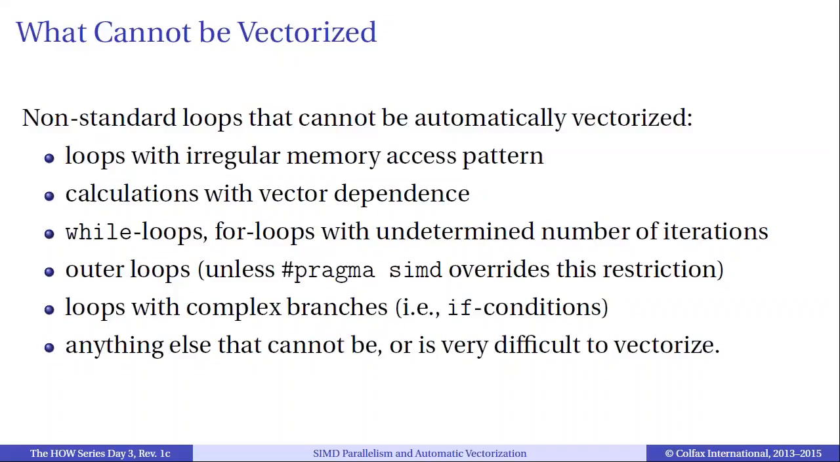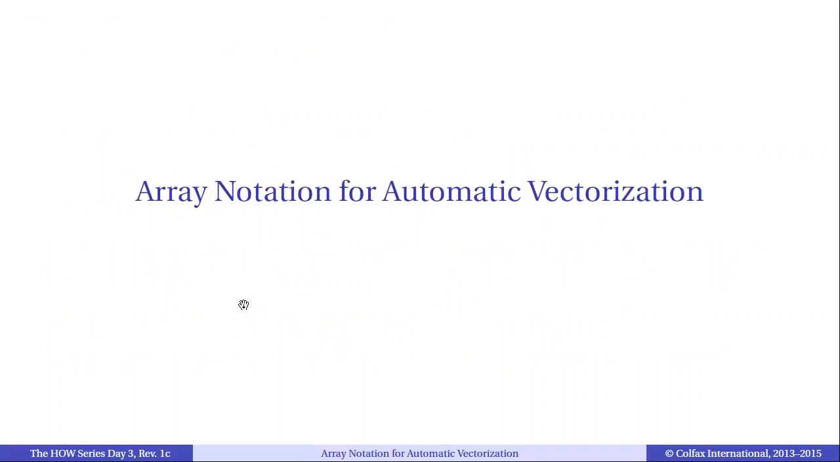But loops with simple branches actually can be vectorized, and we will see it. So what I've discussed so far is automatic vectorization of loops.